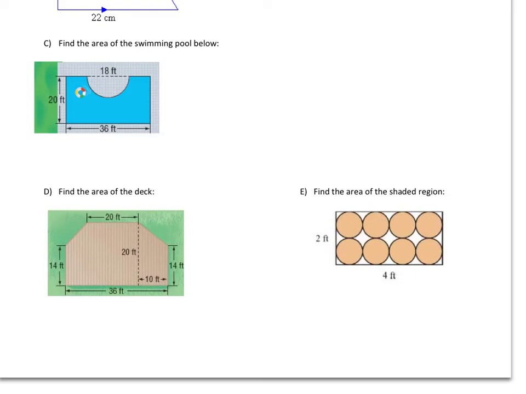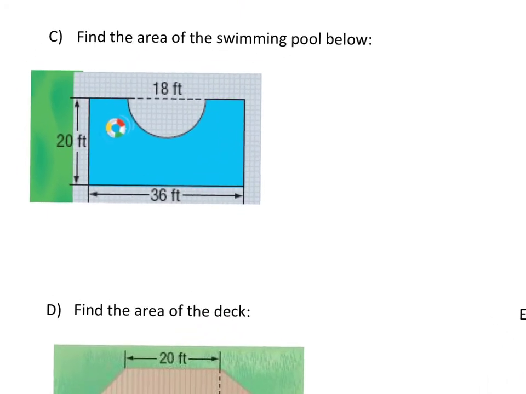Lesson 9.2, Video 5, Application of finding the areas or perimeters of composite figures. Let's focus on our first question of a swimming pool.